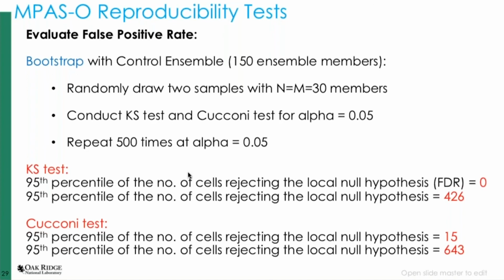For the Pucconi test, it's not exactly 0. If you apply the correction, it's actually 15, and so we use that value when we do our tests. And if you don't do any corrections, it's actually 643.